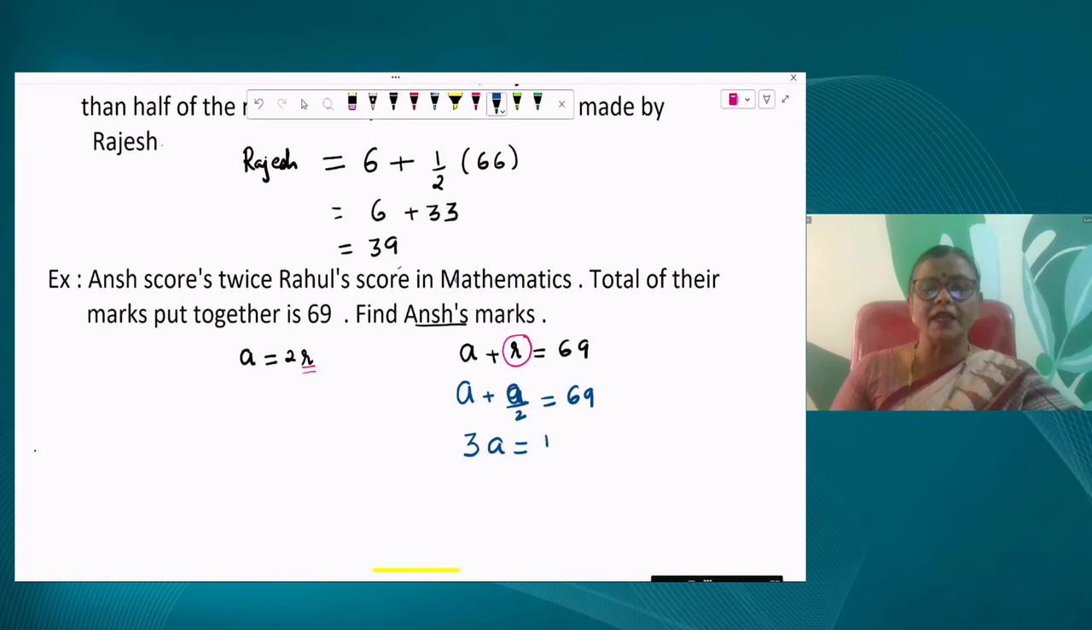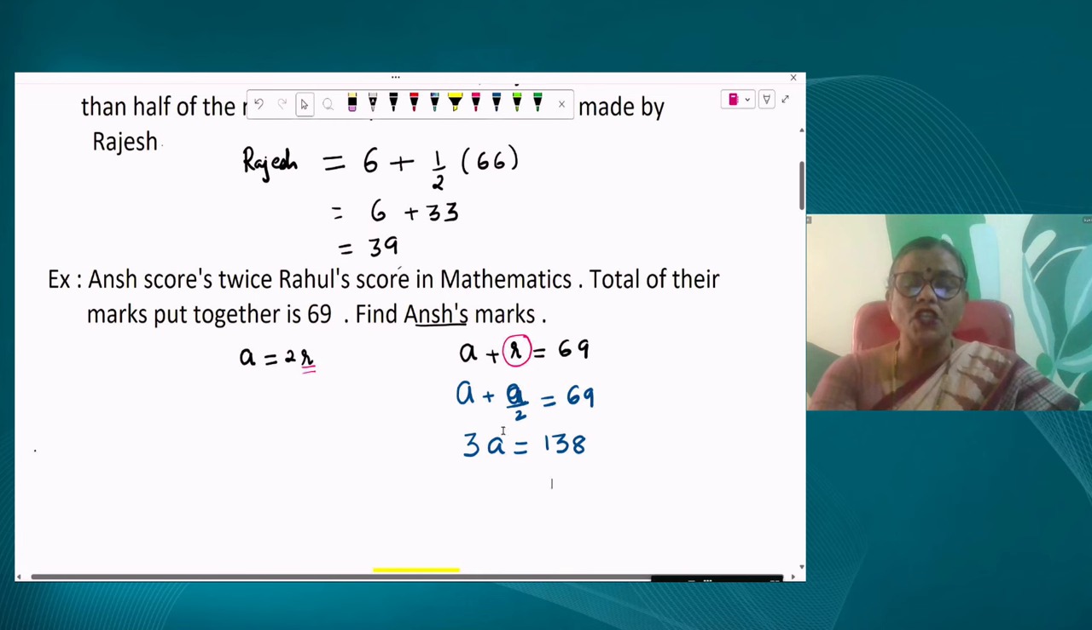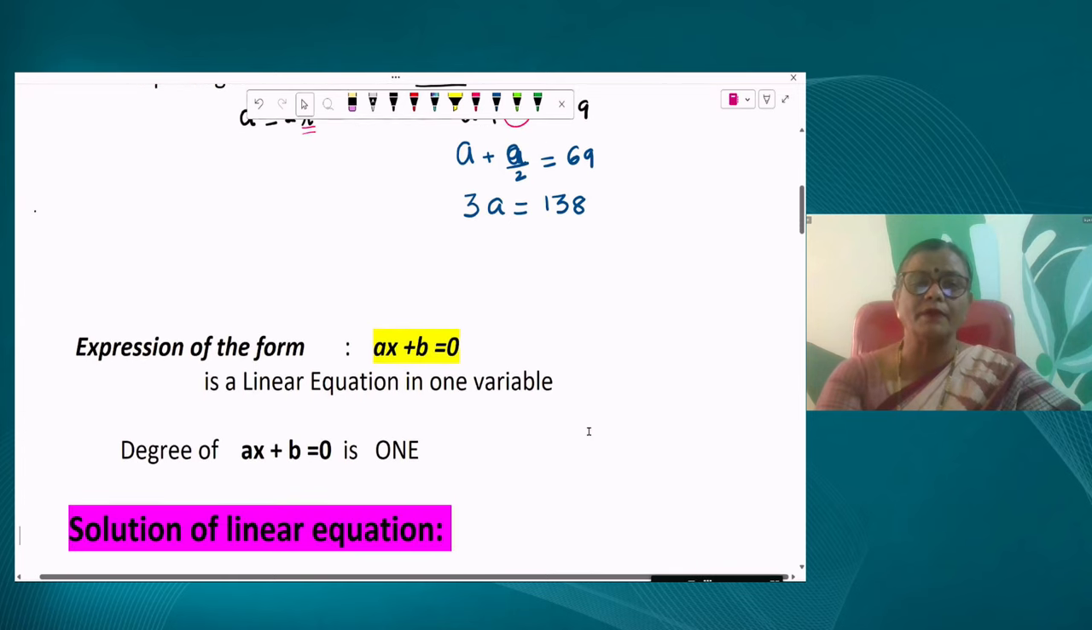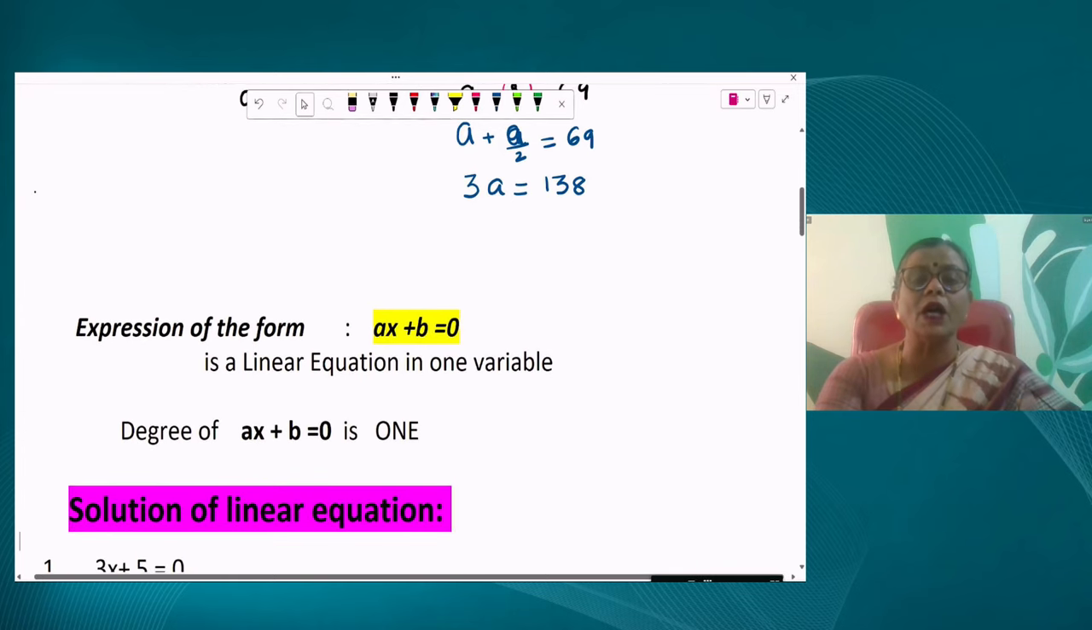So I can always write it as 138. So what I have written is an expression in some unknown quantity. There were two unknowns, I reduced it to one. So it's an expression in some unknown quantity written using the alphabets and some real numbers. This type of expression that we have is known as a linear expression. That is, AX plus B. The expression of the type AX plus B equal to 0 is known as a linear equation.